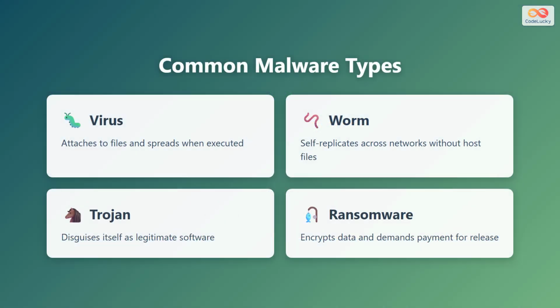There are several common types of malware you should be aware of. First is the virus, which attaches itself to files and spreads when those files are executed or opened. Second is the worm, which can self-replicate and spread across networks without needing a host file. Third is the Trojan, named after the Trojan horse, which disguises itself as legitimate software to trick users into installing it. Finally, ransomware encrypts your data and demands payment, usually in cryptocurrency, to release your files.